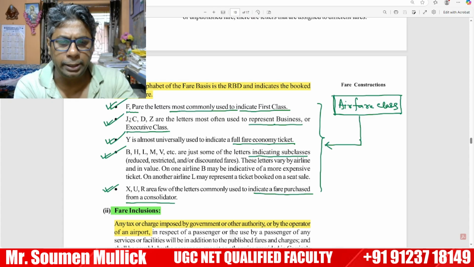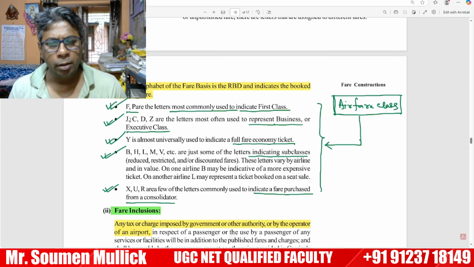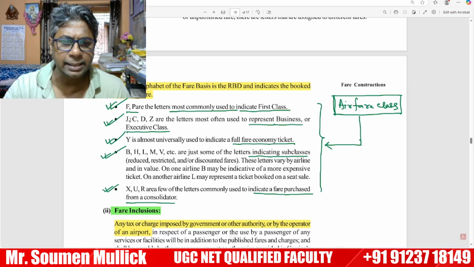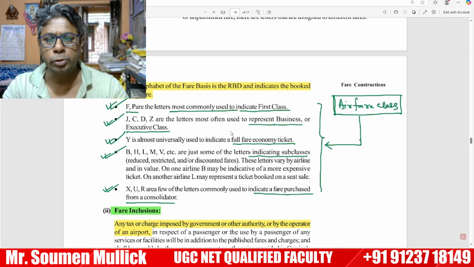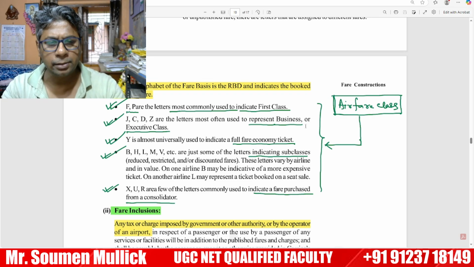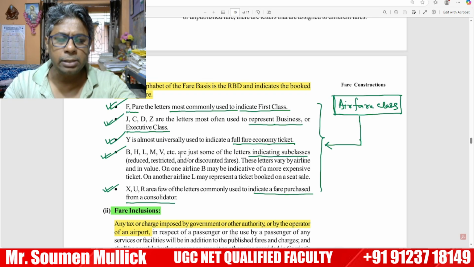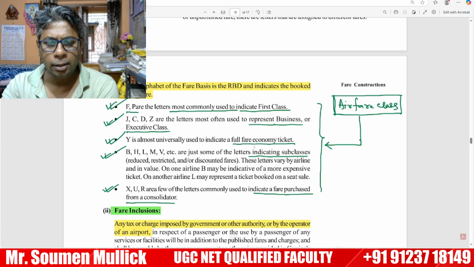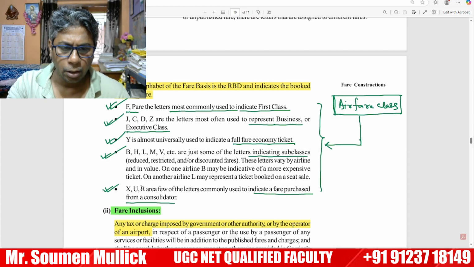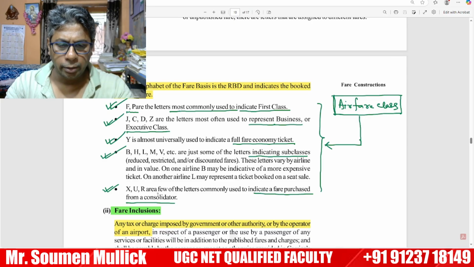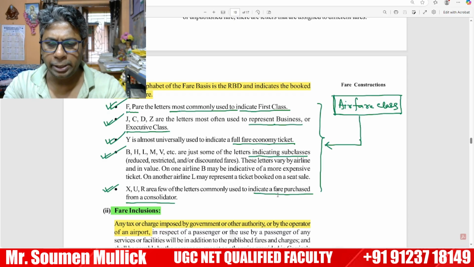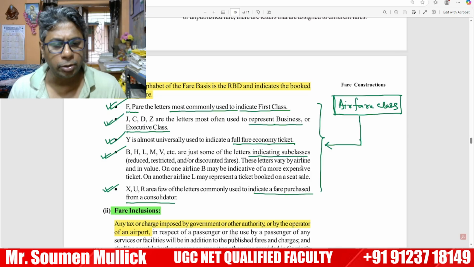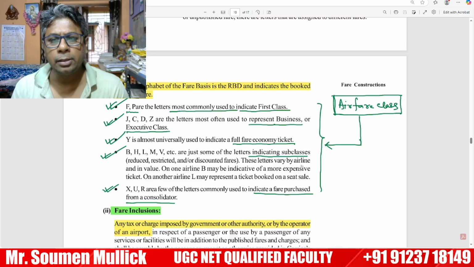এই alphabet গুলো, letter গুলো generally used হয় for first class indication. J, C, D, Z, these letters are most often used to denote business or executive class. Y is almost universally used to indicate a full fare economy ticket. B, H, L, M indicate the subclasses. Q, X, U or R are a few letters commonly used to indicate a fare purchased from a consolidator. So these are the airfare classes.